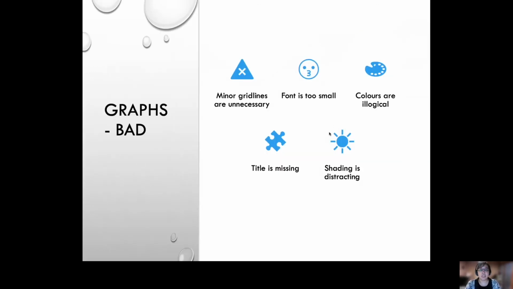Now, here are points to remember on how your graphs could be bad. You don't need grid lines if they are not necessary. Don't use a font that is too small. Colors are not good. Like, they don't mean anything. The title, there's no title. People don't know what the graph is about. And shading is distracting. Okay? If there's too many colors becoming lighter and brighter.